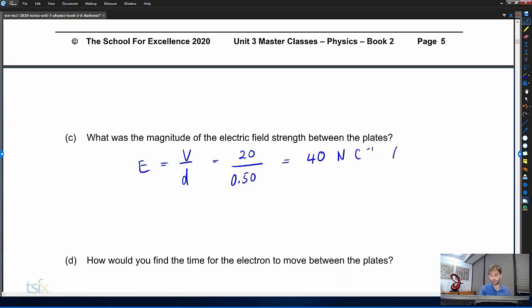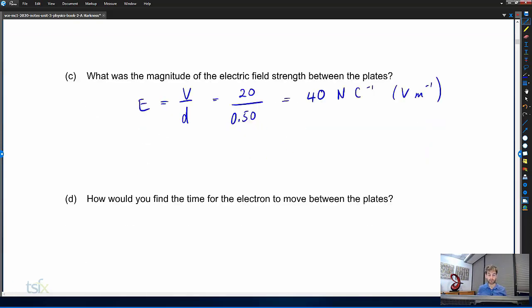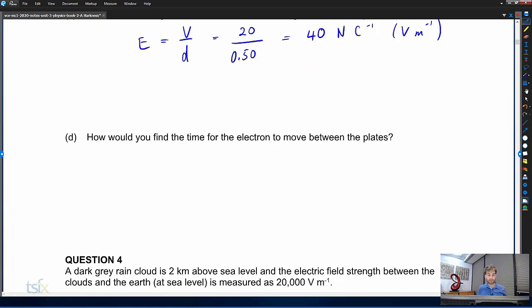newtons per coulomb, or you could say volts per meter. Either one is absolutely fine. And so that's to two significant figures as well, because each of the values we've used have been to two significant figures. How would you find the time for the electron to move between the plates?